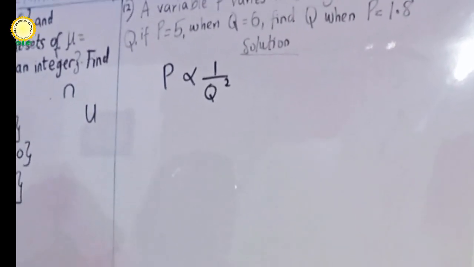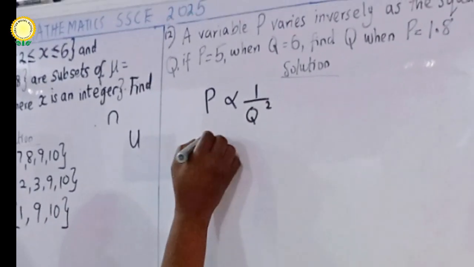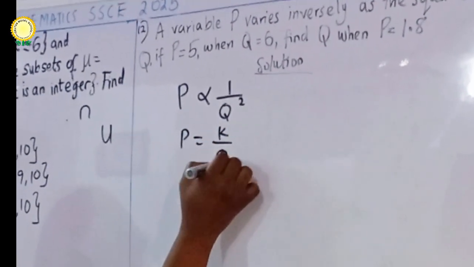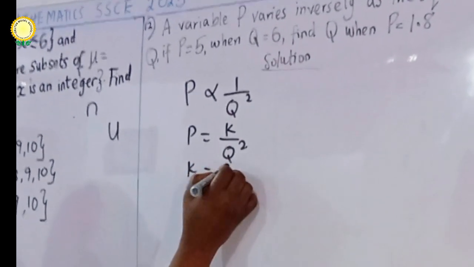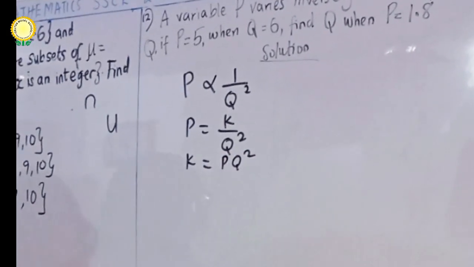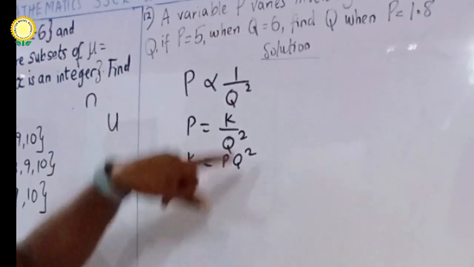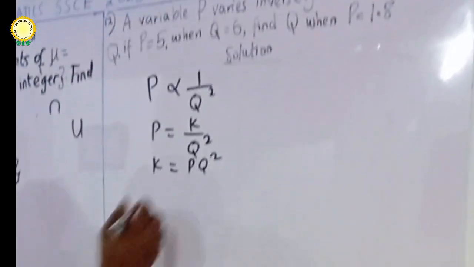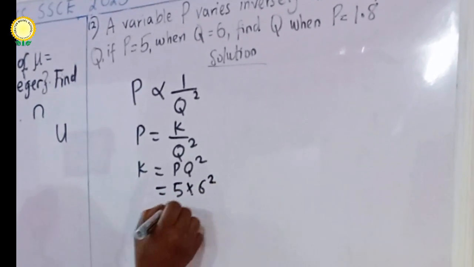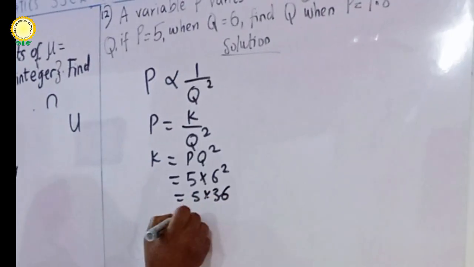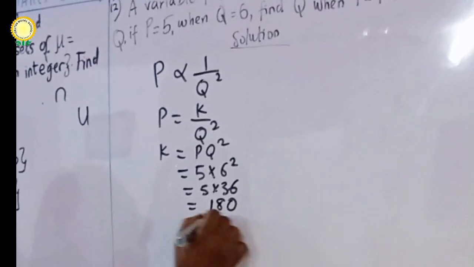So p is inversely proportional to the square of q. That means p equals k over q squared. Multiplying both sides by q squared, you have k equals pq squared. Alright, this is variation. Now you substitute for p and q to find k. What is p? P is 5 and q is 6. So we have 5 times 36. That gives us 5 times 6 is 30, 3 times 5 is 15, plus 3, we have 180.